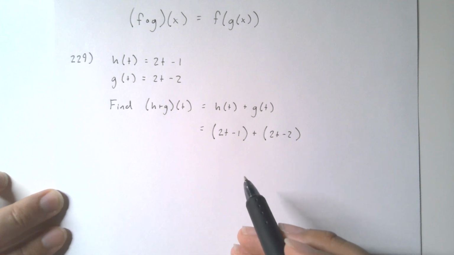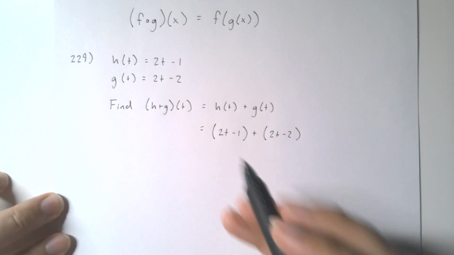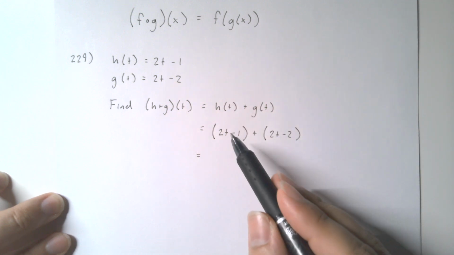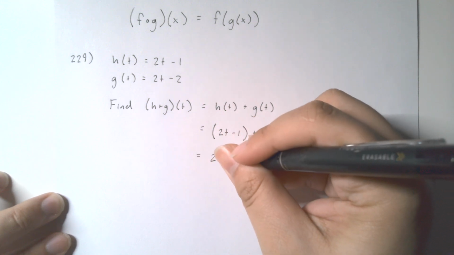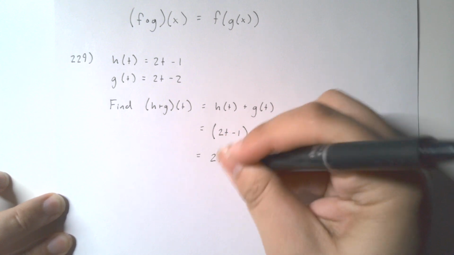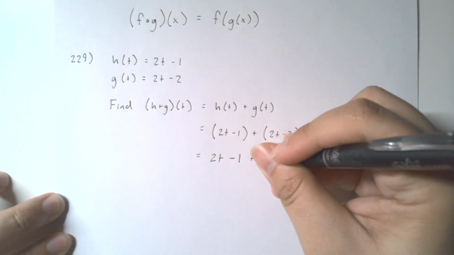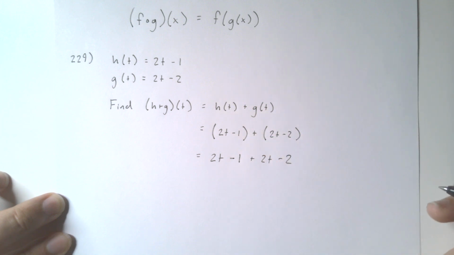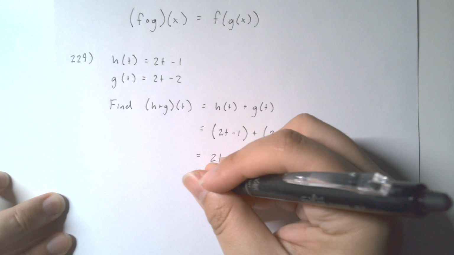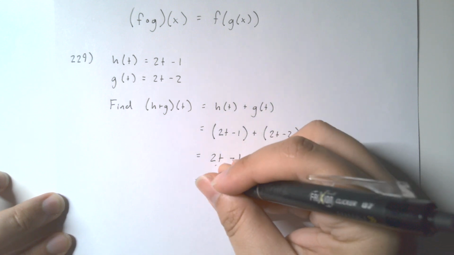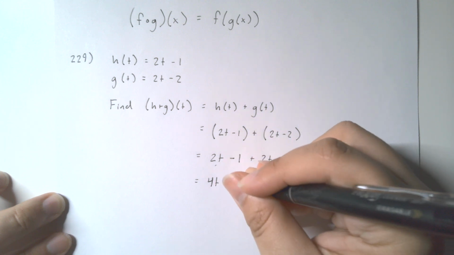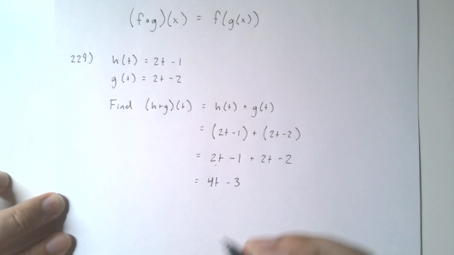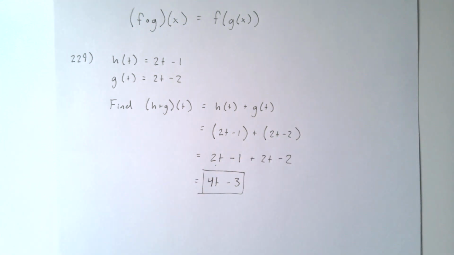And now, if you recall from one of our earlier videos in this review series, when we're adding polynomials, if we have a polynomial plus a polynomial, we can just drop the parentheses. This is just 2t minus 1 plus 2t minus 2. And when we combine all of our stuff together, we have 2t plus 2t, which gives us 4t, and the negative 1 minus 2, which gives us minus 3. And so this is our final answer, 4t minus 3.